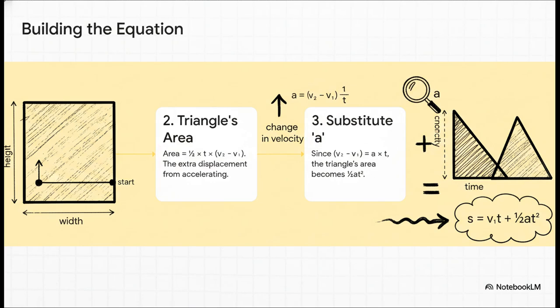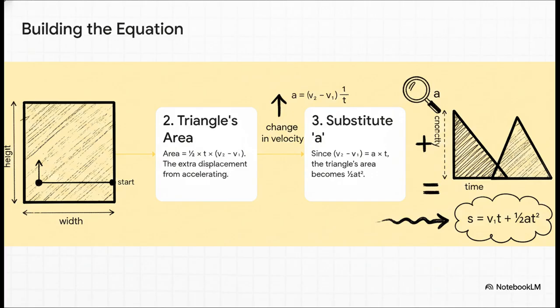Okay, let's actually build it, piece by piece. First, the rectangle. Area is just base times height, right? For us, that's time, t, multiplied by our starting velocity, v1. Done. Now, the triangle. Its area is 1/2 times base times height. The base is t, and the height is the change in velocity. Now, remember our definition for acceleration?